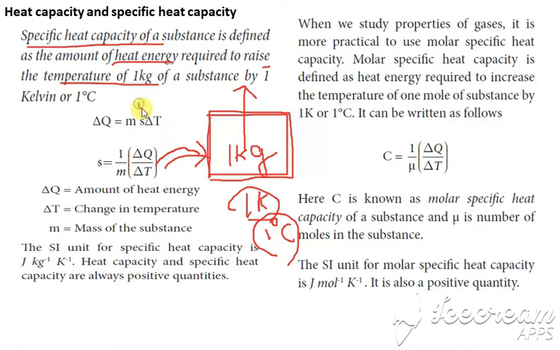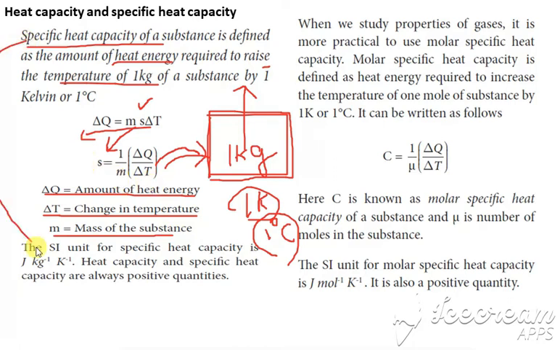From this we need the value of S alone. Bring this m and del T to this side, so we get S equal to 1 by m, del Q divided by del T. Del Q is the amount of heat energy, del T is the change in temperature, and m is the mass of the substance. The unit of specific heat capacity is joule per kg per Kelvin, so J kg^-1 K^-1. So this is specific heat capacity.